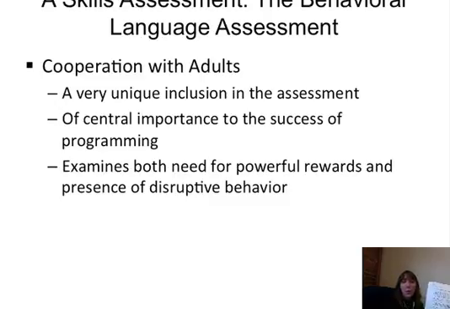And the first one is cooperation with adults. I just love that this is in there because it's such an issue for so many individuals with autism at every age of instruction. It's centrally important in terms of the success of any of our other instructional efforts. And it looks at the need for powerful rewards and the presence of disruptive behavior. And in all of Sundberg's and Partington's work, what you will see consistently is that there's an emphasis on operationally defining various levels of skill acquisition and a numeric assignment to those different levels so that we can rank children in various ways.